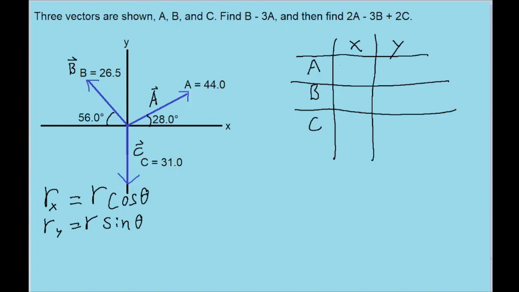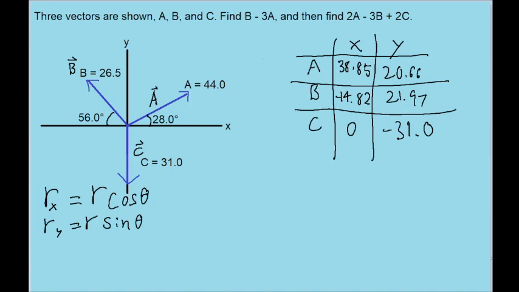Make sure your calculator is in degree mode, and you find that the x component of a is 38.85. The y component of a is 20.66. The x component of b is negative 14.82. The y component of b is 21.97. And c points entirely in the negative y direction, so the x component is 0, and the y component is negative 31.0.